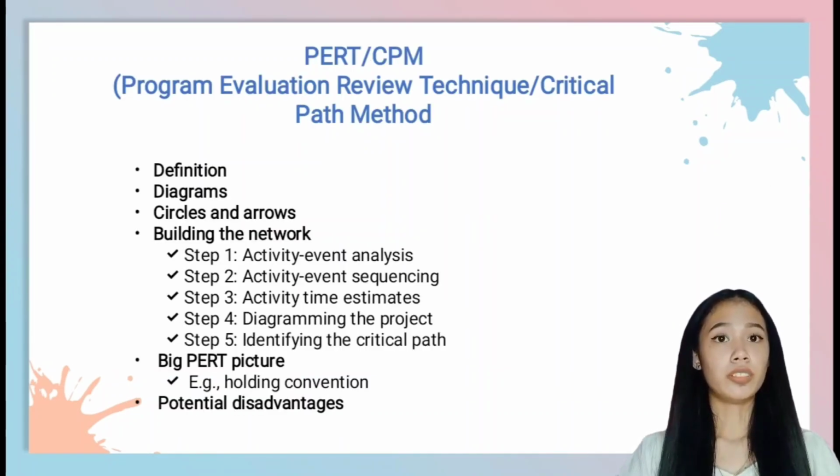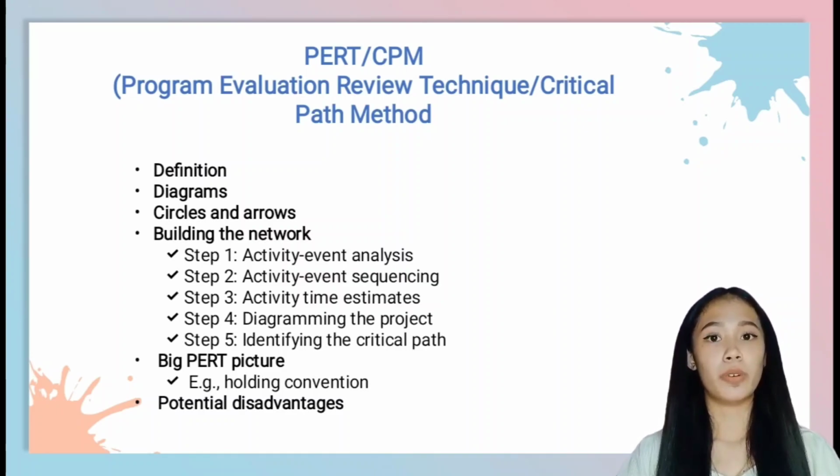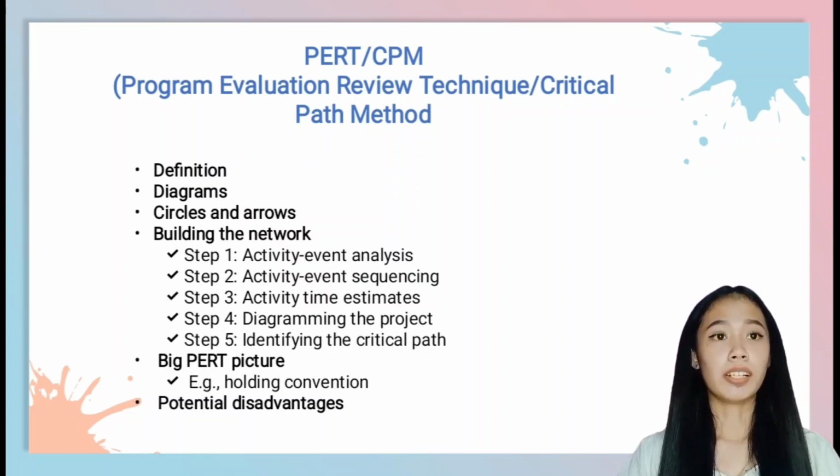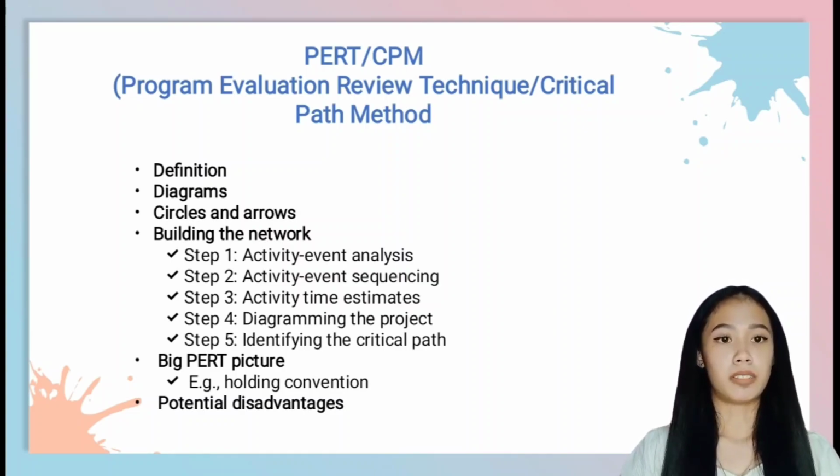Program Evaluation Review Technique, or PERT, is a project management technique that shows the time taken by each component of a project and the total time required for its completion, while Critical Path Method, or CPM, is a step-by-step project management technique for process planning that defines critical and non-critical tasks with the goal of preventing time frame problems.